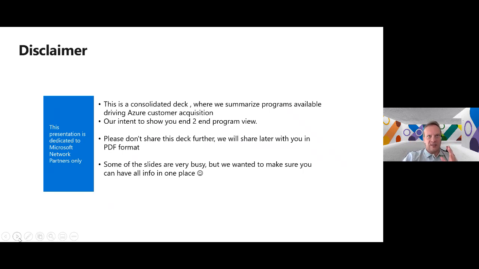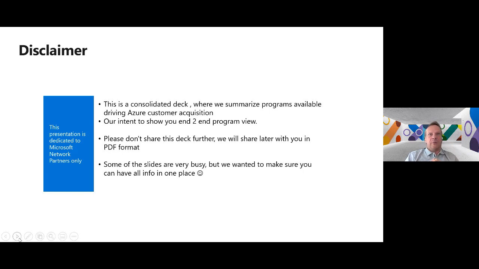Please consider this as a summary, a set of information. There are some slides where our colleagues are going to go a little bit deeper, and there are some slides that we will call out for reference. So this is meant to be an end-to-end overview on Azure-specific topics, and that's why if you meet a very busy slide, please apologize for us. We wanted to make sure that later on you will have access to this information.